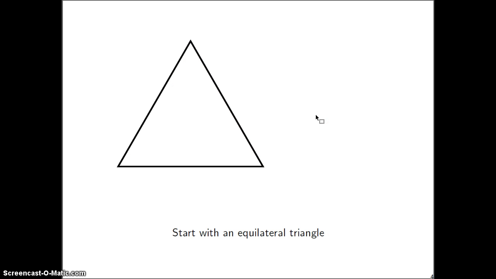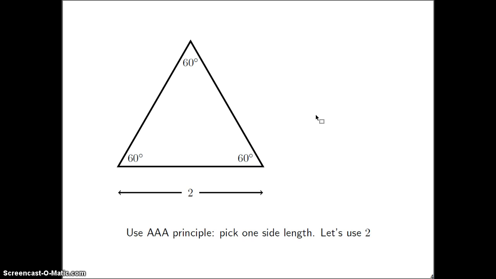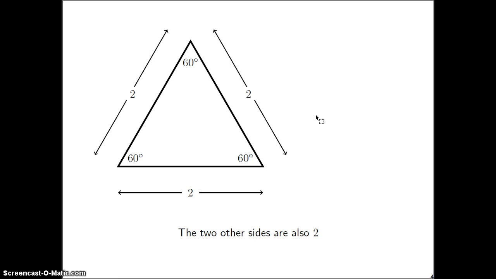We'll do the same experiment again, just a little bit faster. Start with an equilateral triangle. Now we're going to pick the side lengths to be 2. So you pick one side to be 2, the others are copied to be 2. There's a splitting line down the side. Get this 30-degree angle.